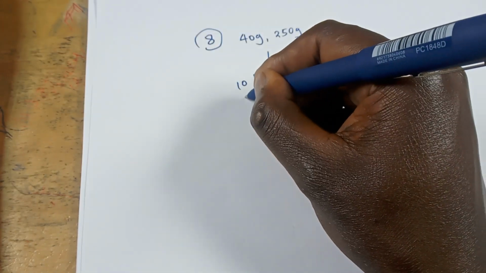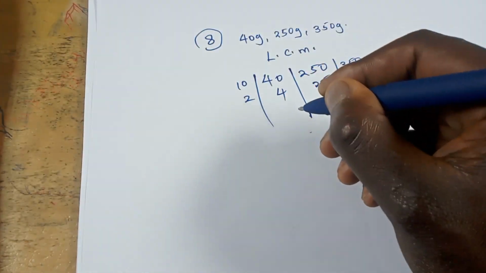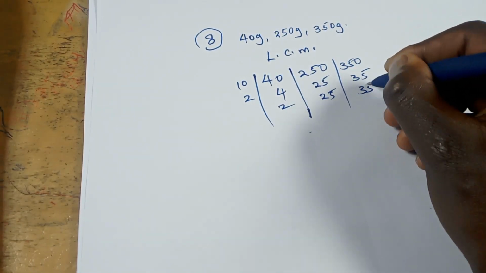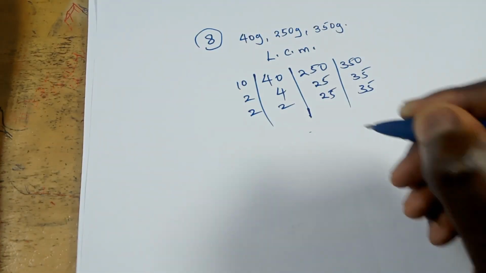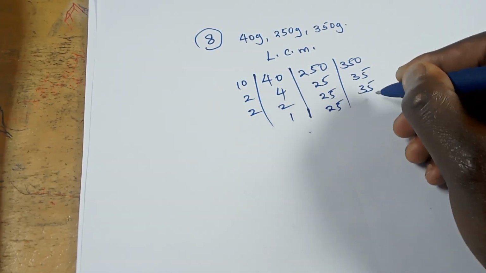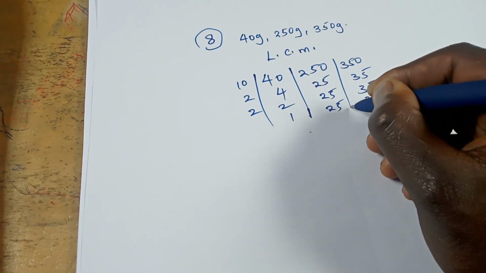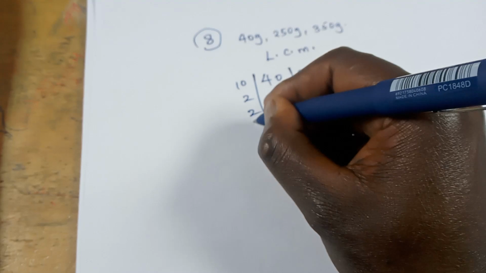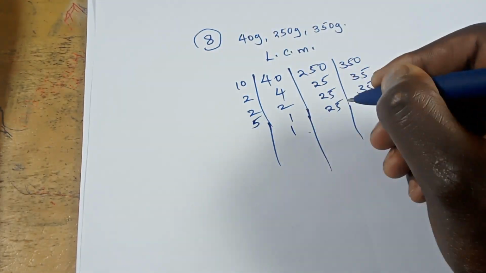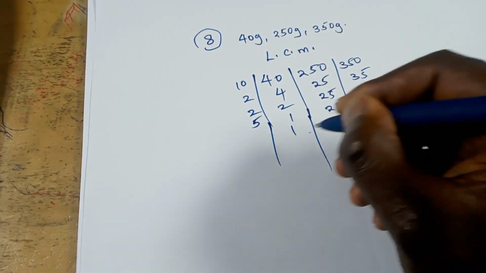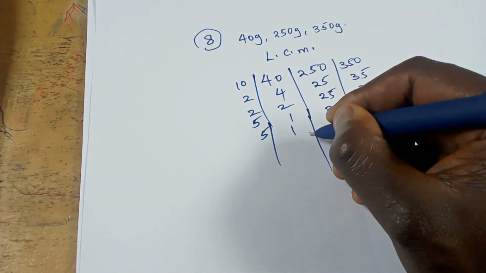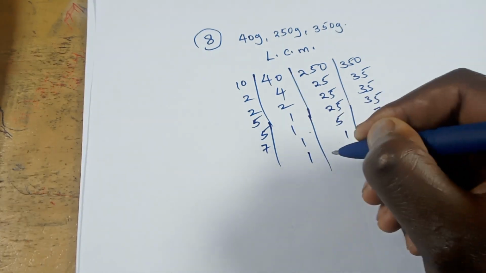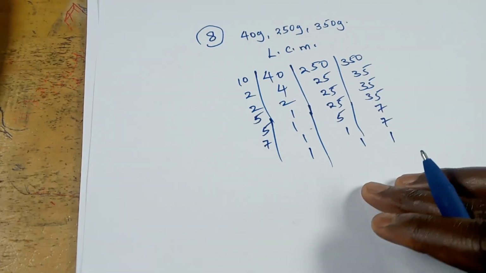Then we can now go to 2. By 2, we are going to have a 2, a 25, and a 35. By 2 again, we will have a 1, a 25, and a 35. Then with a 5, we will have a 1, a 5, and a 7. Another 5, we have a 1 and a 7. And with a 7, we have a 1 and 1.